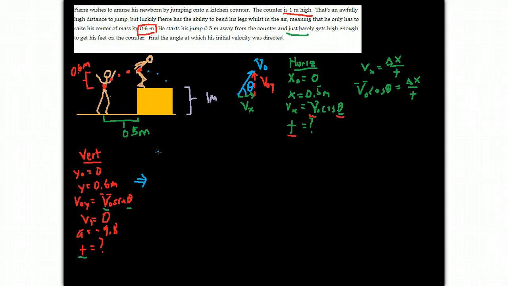And what that would look like is, I'll do vertical prime, just backwards in time. So the initial height here would be 0.6, the final would be 0, the initial velocity in the y would be 0, the final velocity in the y we don't know, the acceleration is negative 9.8, and the time we don't know. And what we could do here is use the no v equation.